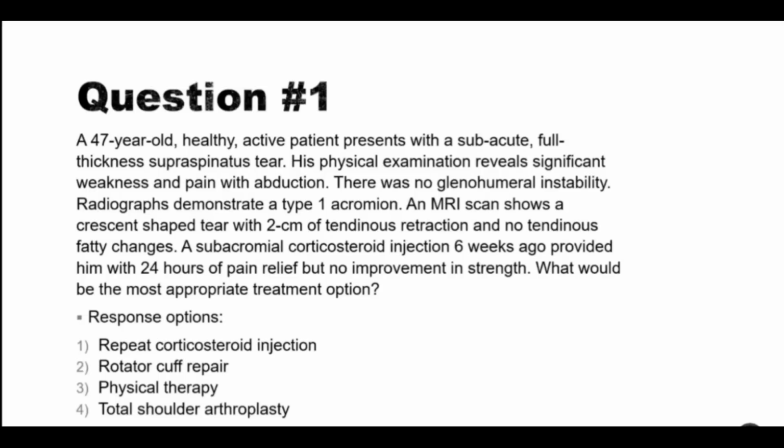So this question: a 47-year-old healthy active patient presents with a subacute full thickness supraspinatus tear. His exam was positive for significant weakness and pain with abduction. He didn't have any shoulder instability. His radiographs showed a type 1 acromion, which is a relatively flat acromion. His MRI shows a crescent-shaped tear, 2 centimeters of retraction, and there were no fatty changes. He did have a subacromial steroid injection 6 weeks ago, which only gave him about a day of relief, but no improvement in his strength. And so what at this point is the most appropriate treatment option?